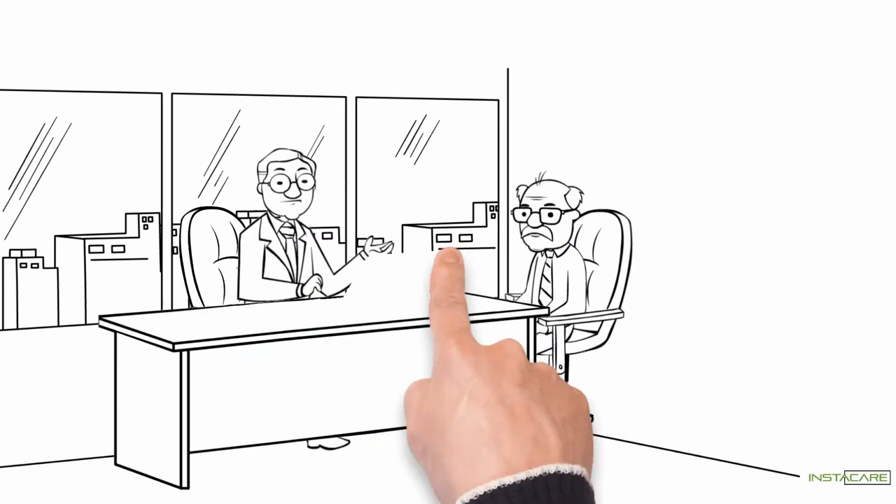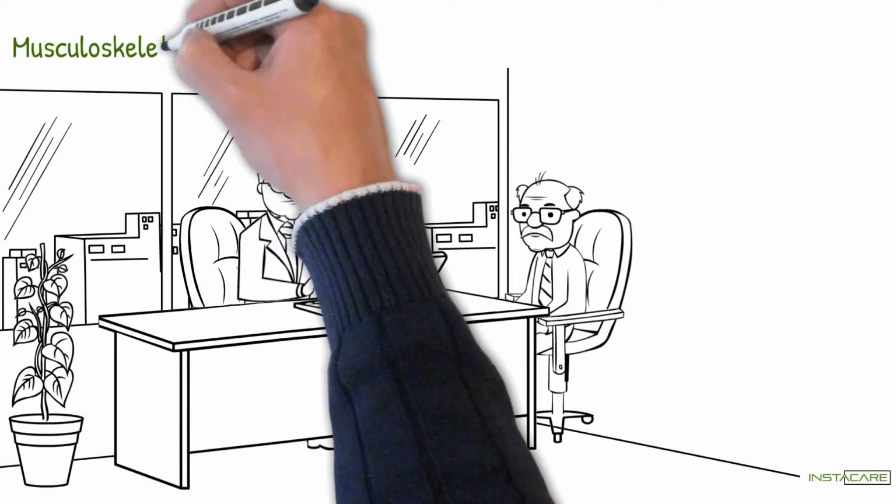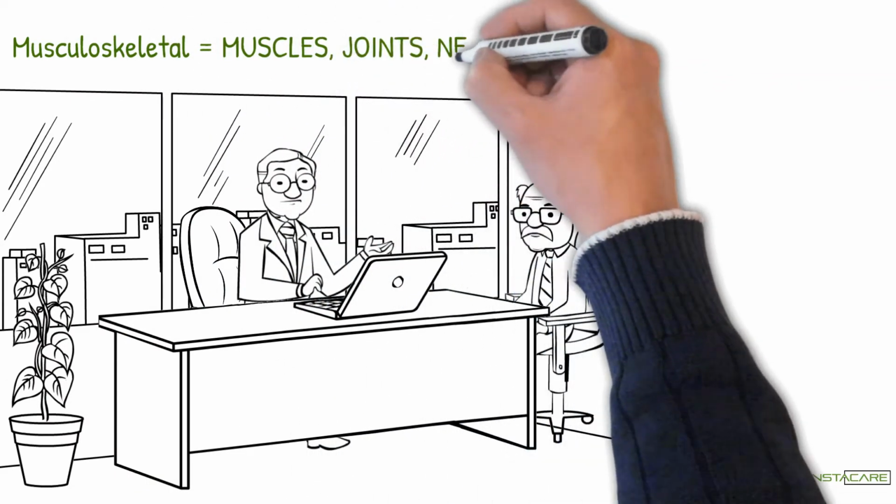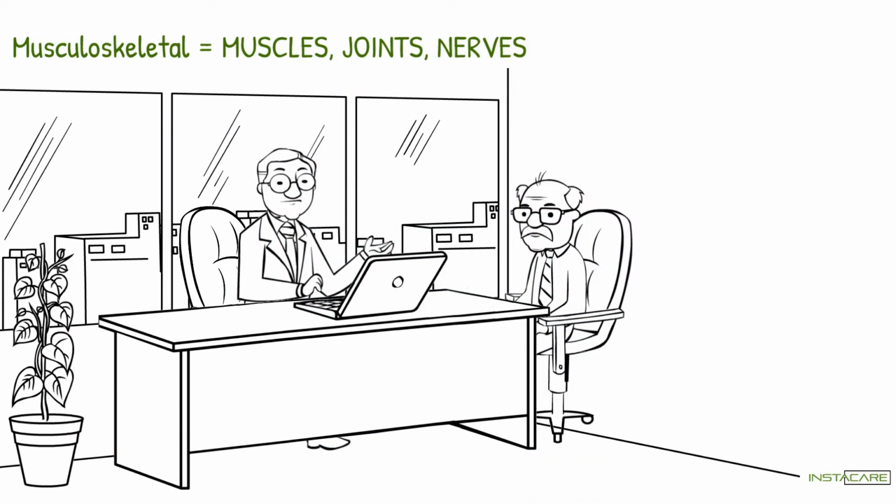The majority of acute low back pain is caused by the musculoskeletal system, which means there is an issue with the muscles, joints, or nerves and how they move together.